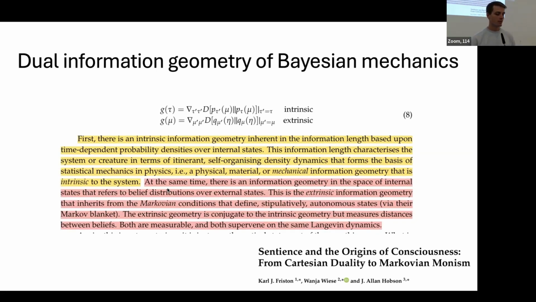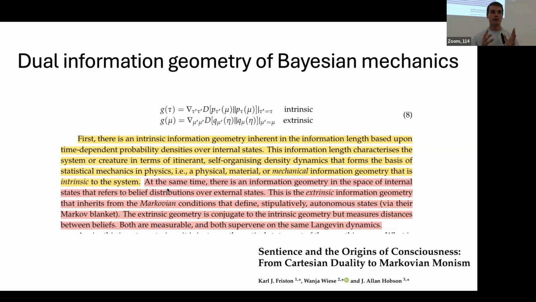This is pulled from a paper by Vanya and Carl and Hobson, and they describe this in terms of the so-called intrinsic information geometry and the extrinsic information geometry. And again, the exact details of the formula are not too important for us here, but I'm just trying to emphasize this point that in one formalism, we get this really cool thing.